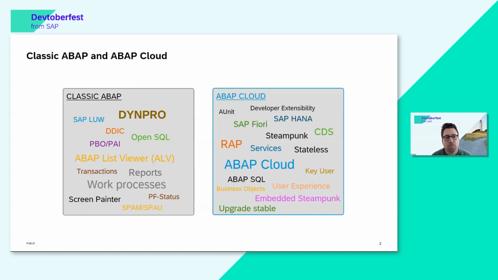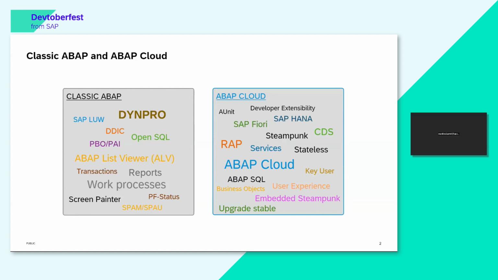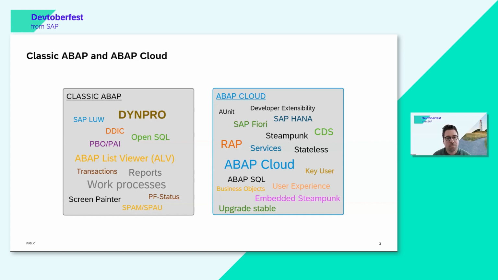So this session is offered for classic ABAP developers who are familiar with all the terms we listed on the left, with DynPro, DDIC, PBO, PAI, OpenSQL, but who are not so familiar yet with new technologies, with new terms and concepts like RAP, like ABAP Cloud, CDS, the Core Data Services. People who are familiar with the new world already might be a little bit bored, or might be interested in how they can explain to their colleagues how to move from the one world to the next.